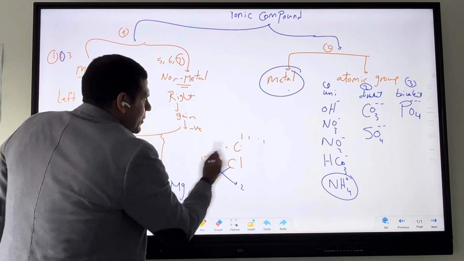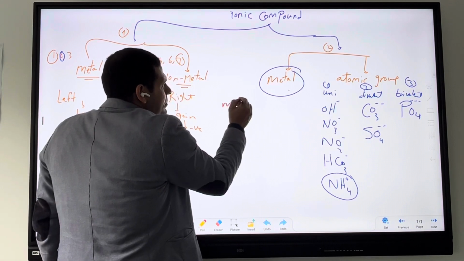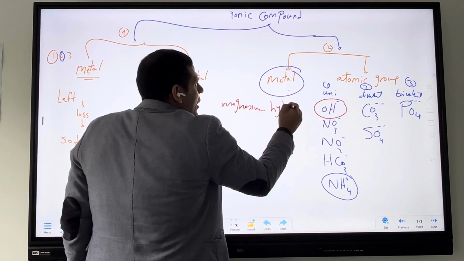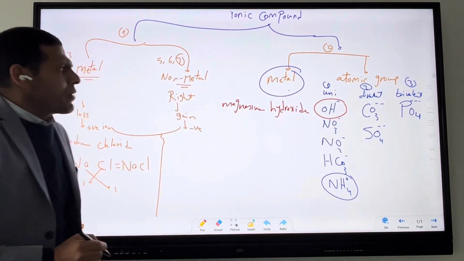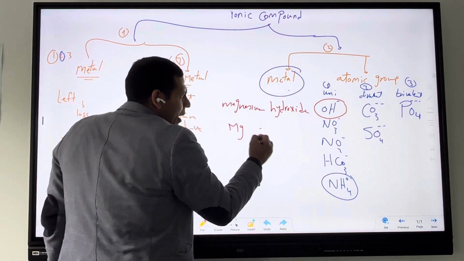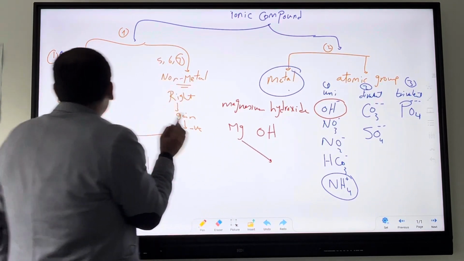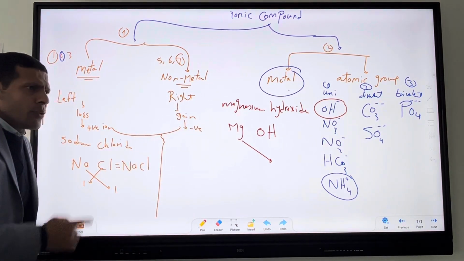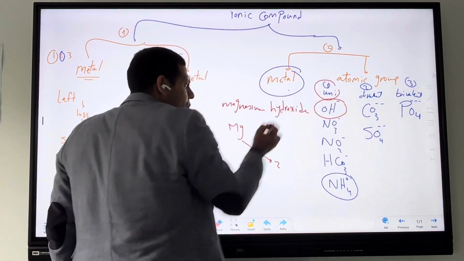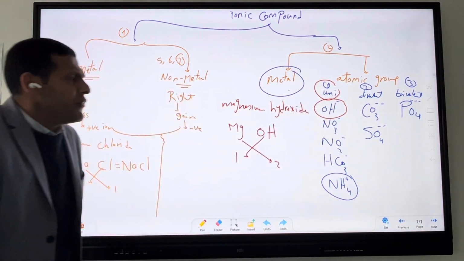Now, by having a metal and an atomic group, I'll give you an example. Let's say the first example is magnesium, and I take hydroxide here, magnesium hydroxide. How can we write magnesium hydroxide? Magnesium is Mg, hydroxide is OH. Step 2, you have to swap the valency. Magnesium is in group 2, it's a metal, and it loses 2 electrons, so the valency is 2. OH is univalent, so the valency of OH here is 1.